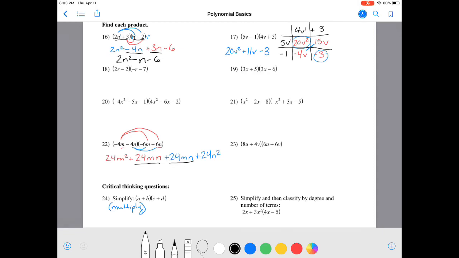Our 24 mn's are like terms, so we have to combine them just like we do in any other multiplication problem. So we're going to get 48mn for that middle term. Then the 24n squared can go on the end, and the 24m squared goes on the front. And so that would be our final answer when we're multiplying with 2 different variables. See if you can figure out in the critical thinking question how it's going to work with 4 different variables.